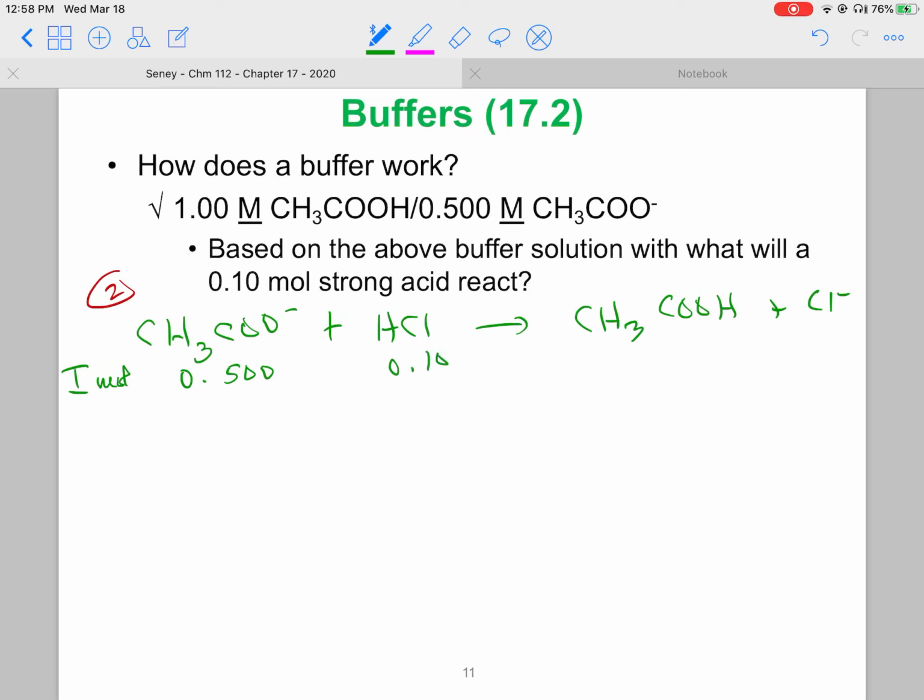And then we have the acetic acid here, which is 0. Actually, it's not 0, is it? We started with 1 molar, or 1 mole per liter. Now notice this chart needs to be in moles.